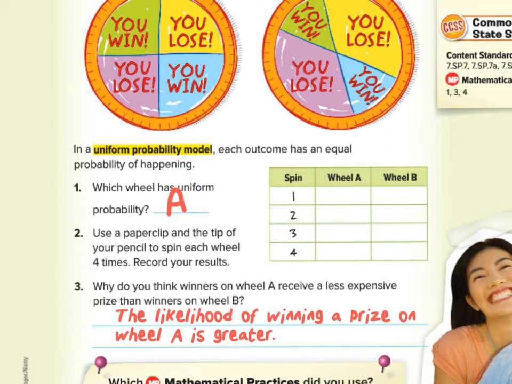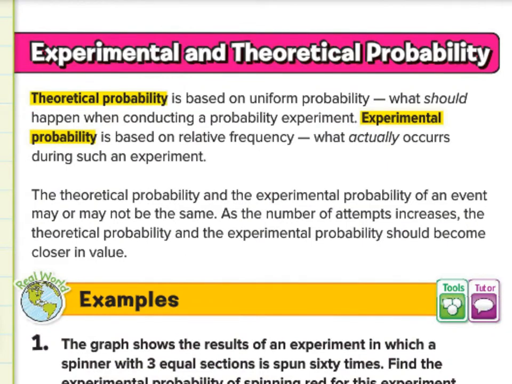Let's take a look at the main idea of this lesson by also exploring some of the vocabulary. Theoretical probability is based on uniform probability. What should happen when conducting a probability experiment? Experimental probability is based on relative frequency, so we relate it to other situations. What actually occurs during such an experiment.